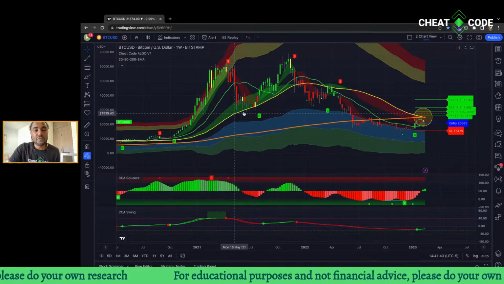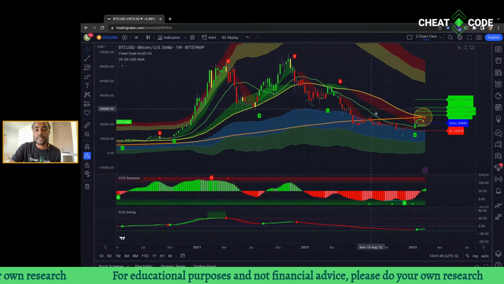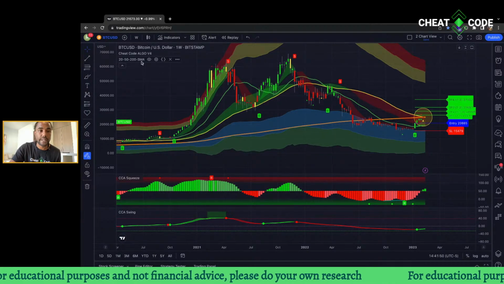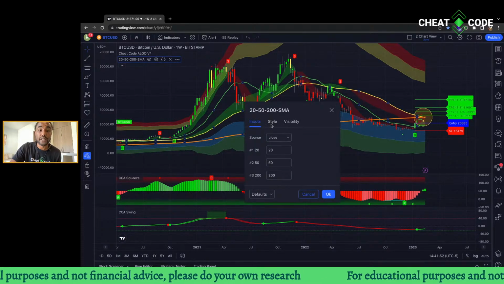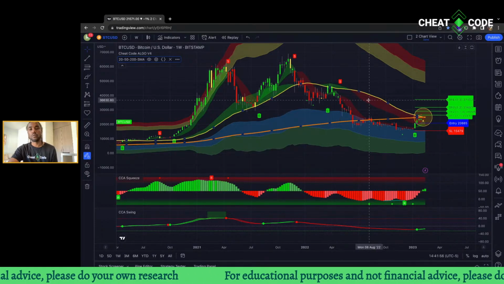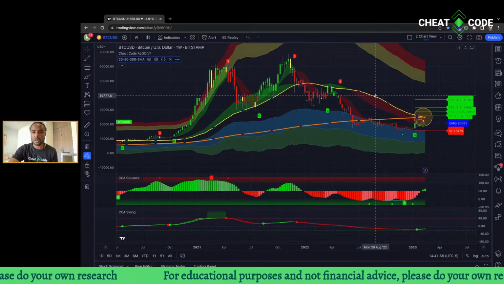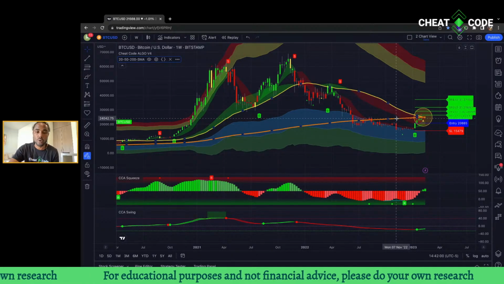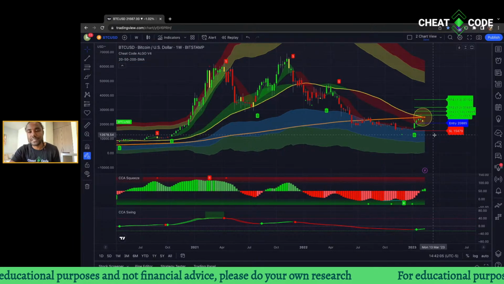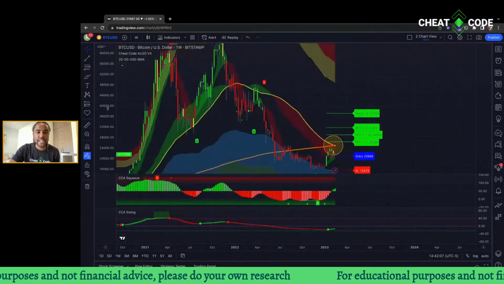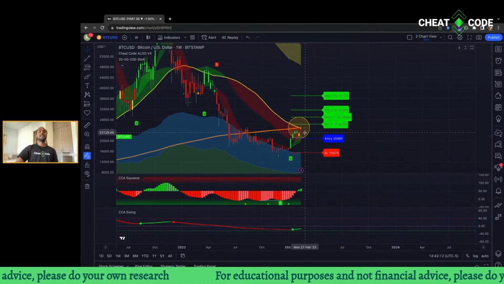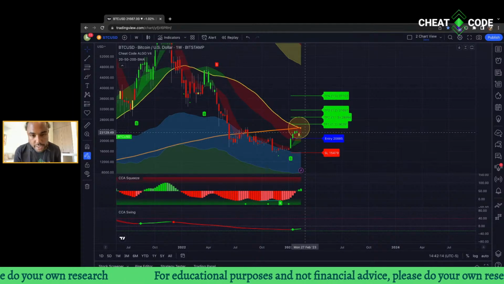The 50 is the yellow, the green is the 20, and the 200 is the orange. For right now, we're just going to take a look at the 50 and the 200, the midterm, short-term moving average, with this orange one being the long-term moving average of 200. So why is this pivotal? Because when the 50 crosses down over the 200, that's basically a bearish signal, right?